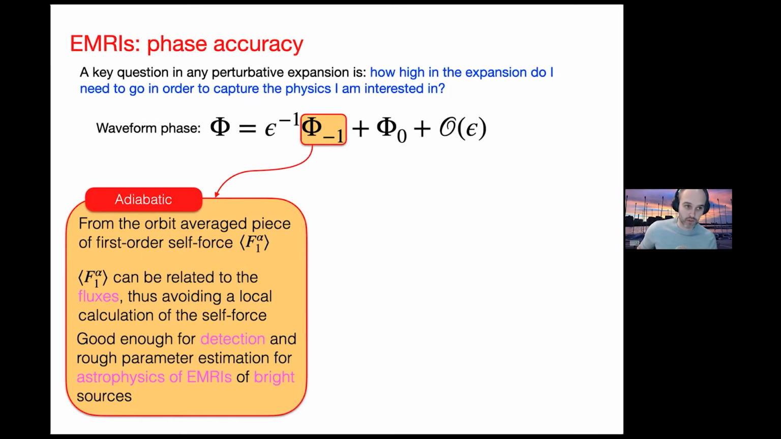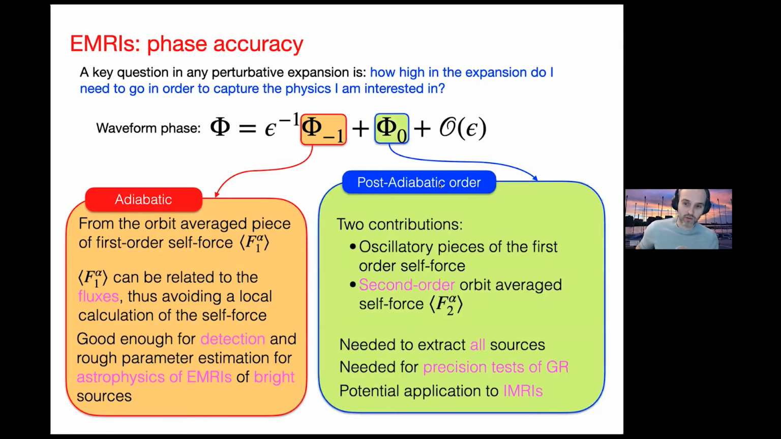But if you want to go beyond that and do the full science with extreme mass ratio inspirals, then you need the subdominant correction. This first subdominant correction is called the post-adiabatic order, or post-1 adiabatic. In principle, there are higher orders, but this is the most you need to know. The contributions to this are everything else in the first order metric perturbation, as well as an orbit average piece of the second order self-force, of the second order metric perturbation. And you need this in order to extract all the sources that will be present in the LISA data stream. You might have heard EMRIs talked about in the context of doing precision tests of general relativity, where in order to do those, you require this correction. And as we will see later on, it has a potential application to intermediate mass ratio inspirals.